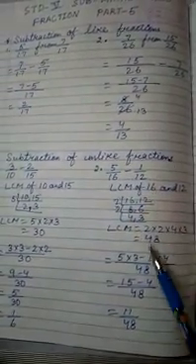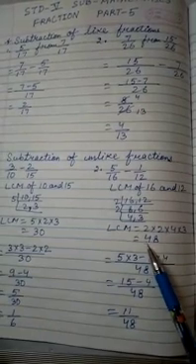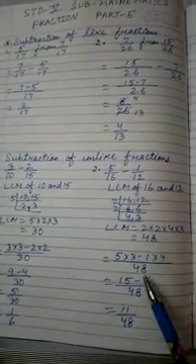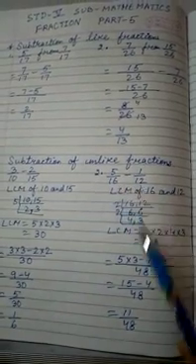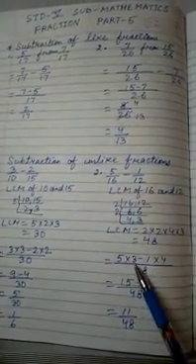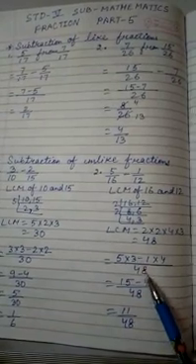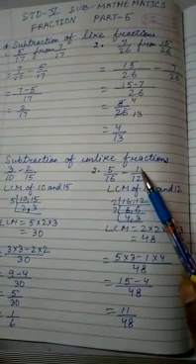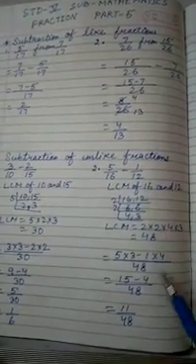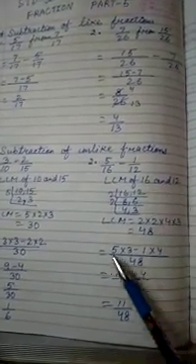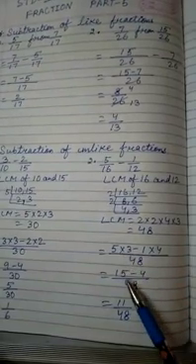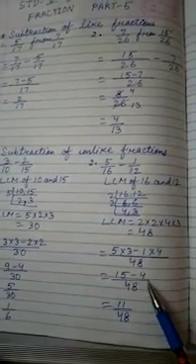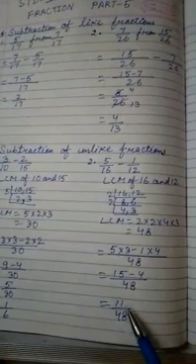Again we will take out the LCM. We will get 48. 48 is divided by 16, that is 3. So 5 into 3 minus 48 divided by 12 is 4, multiplied with the numerator 1 into 4, that is 4. So 5 into 3, 15 minus 4. So that is 11 by 48.